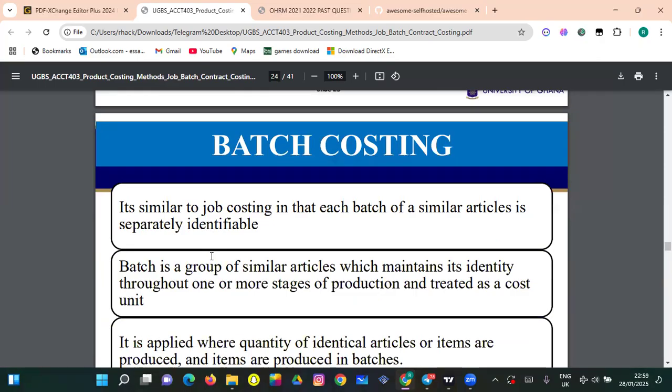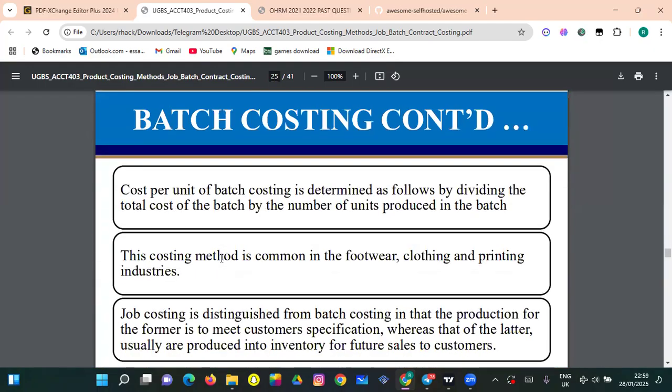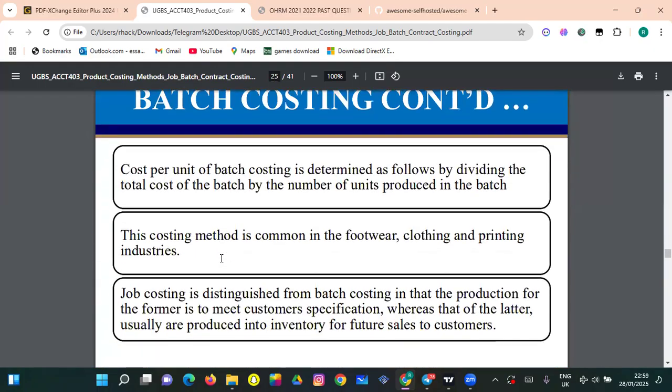Batch costing, as I said earlier, is similar to job costing, where job costing is only one item, but batch is plenty, right? So it is similar to job costing in that each batch of a similar article is separately identified. So cost per unit of batch costing is determined by dividing the total cost of the batch by the number of units produced in a batch.